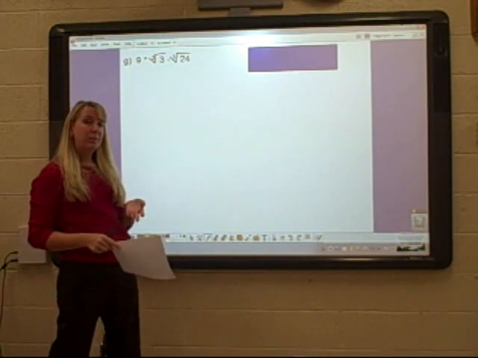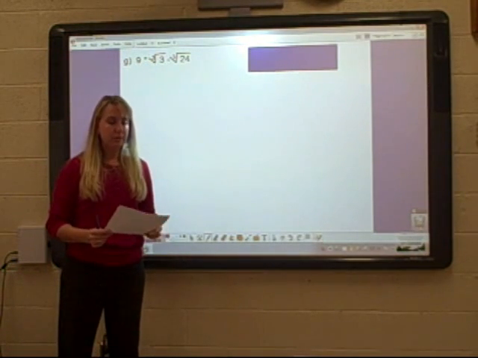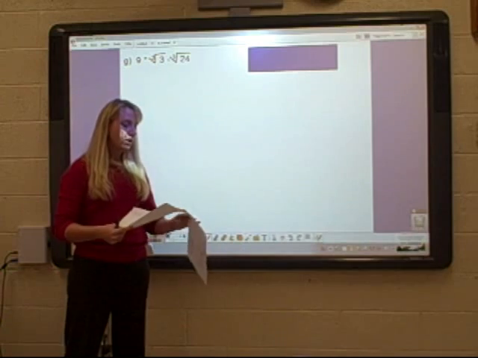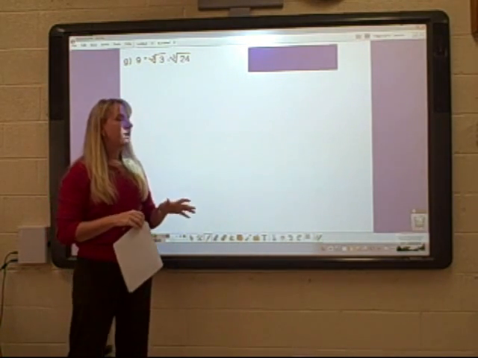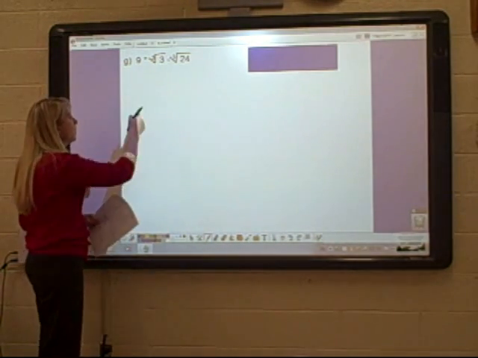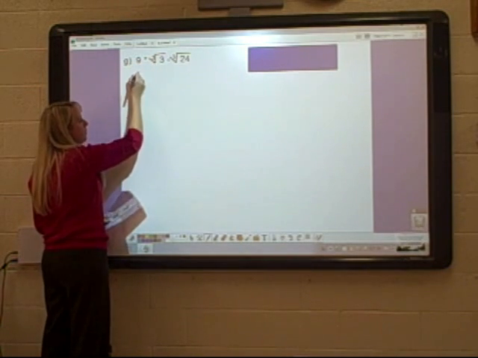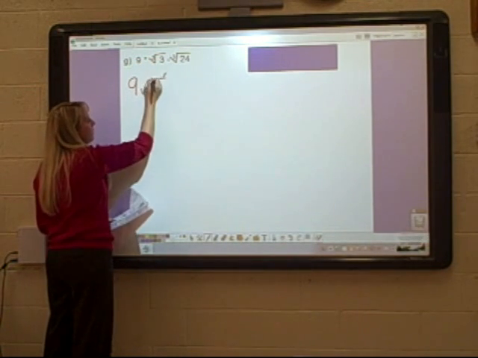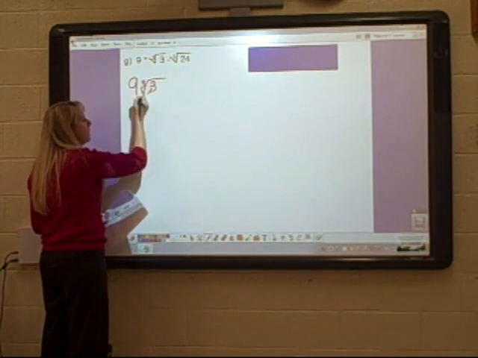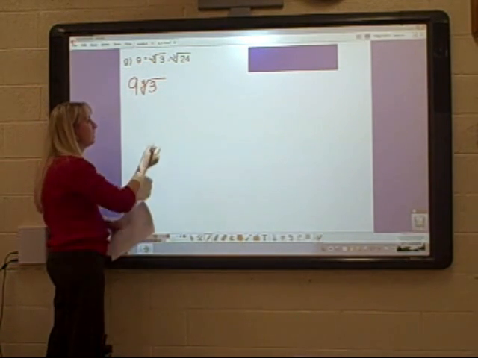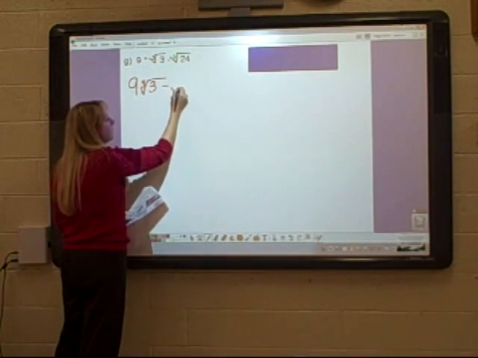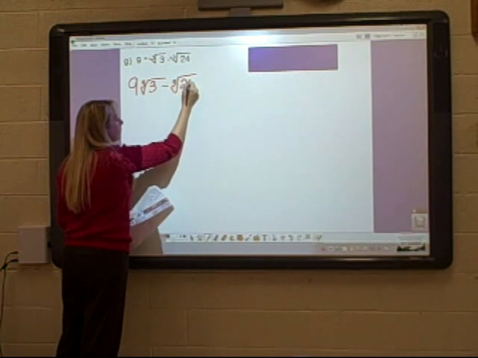Now we can do operations with these as well. And we've got to consider the same idea. So let's do the operation first, if we can, and then simplify. Well, I'm going to write this 9 times cube root of 3 just together, because I think we're used to seeing it better that way. So 9 times the cube root of 3 is the 9 cube root 3, minus the cube root of 24.